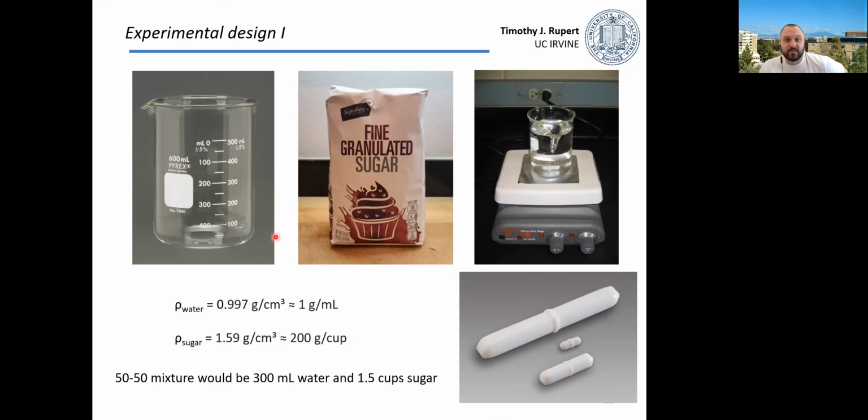So if I wanted to ask myself a simple question and say, I have this beaker, I have 300 milliliters of water, that's 300 grams of water. If I want to make a 50-50 mixture, I need to put in the same number of grams of sugar. So I need to put in 1.5 cups of sugar into that mixture.